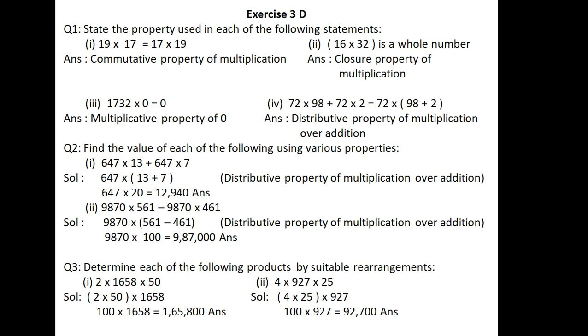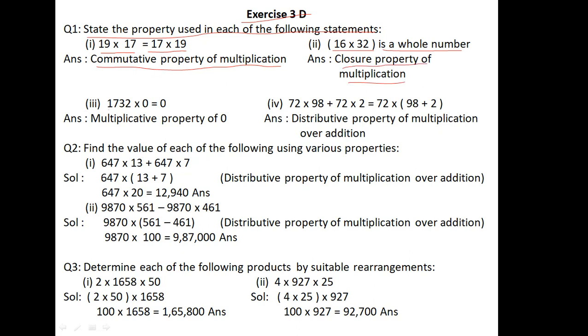Now exercise 3D. Question number 1 says state the property used in each of the following statements. The first one, 19 into 17 equals 17 into 19. The order is changed, the numbers are the same. So this is the commutative property of multiplication. The second one, 16 into 32 is a whole number. Means the product of any two whole numbers is always a whole number. This is the closure property of multiplication.